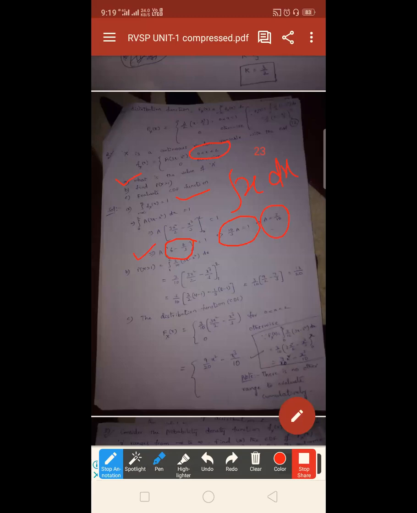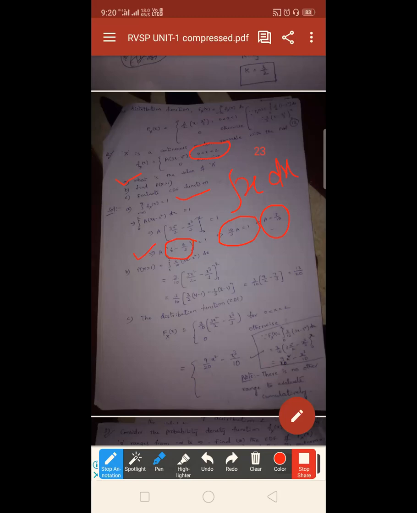To find the value of capital A, we have to consider the property: integral from minus infinity to infinity of small fx of x equal to 1. Now you have to change the limits of integration, that is from 0 to 2, capital A into 3x minus x square into dx. For these limits only the function is defined, whereas for the remaining values of x the function value is 0. That's why you have to put the limits from 0 to 2 only.